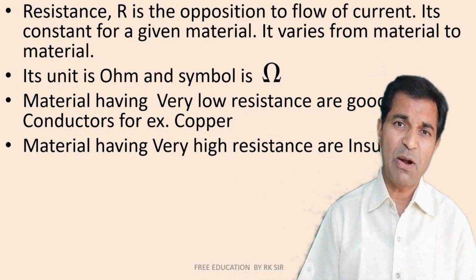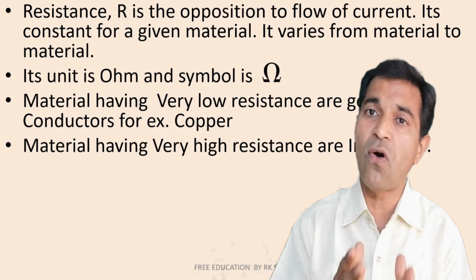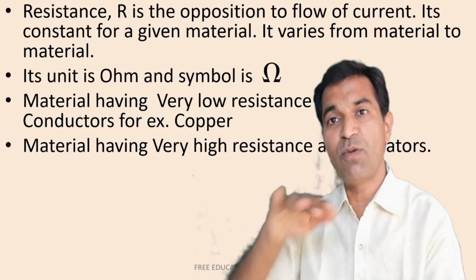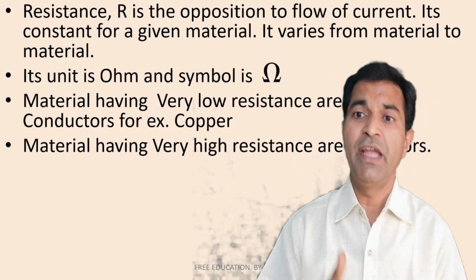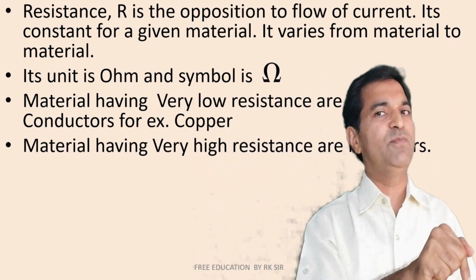Next, let us talk about the resistance. So resistance R is the opposition to flow of current. It's constant for a given material. It varies from material to material. For example, it will be different in gold and different in copper. It varies from material to material, but it will remain constant for a constant material.